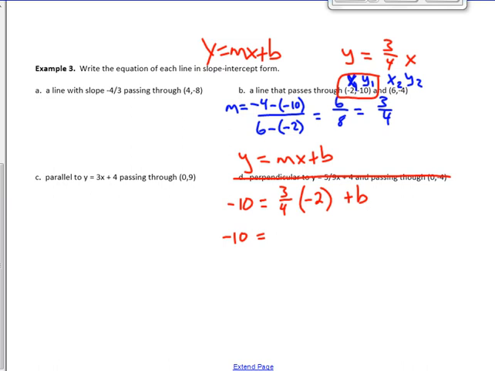So when I do 3/4 times -2, I get -6/4, which I can reduce. If I chose to multiply like this, 2 goes into 4 twice and into 2 once. So I'd get -3/2. Just kidding. -3/2 plus b.